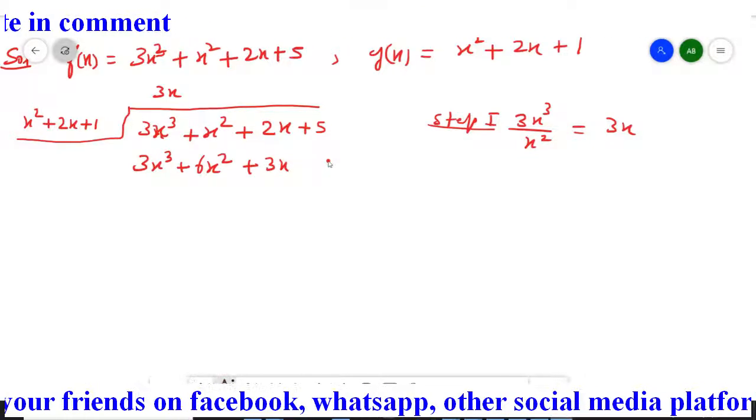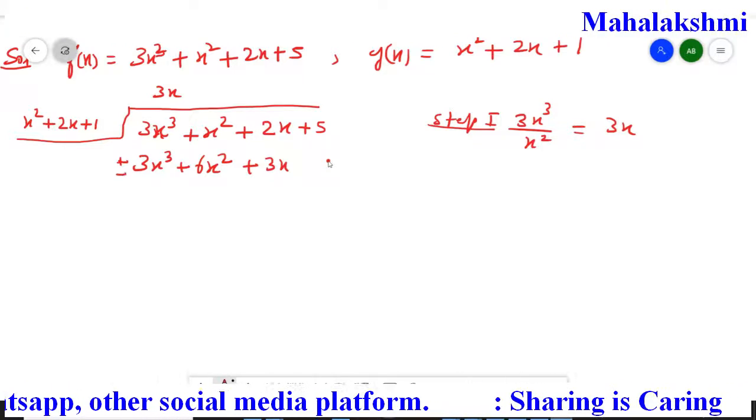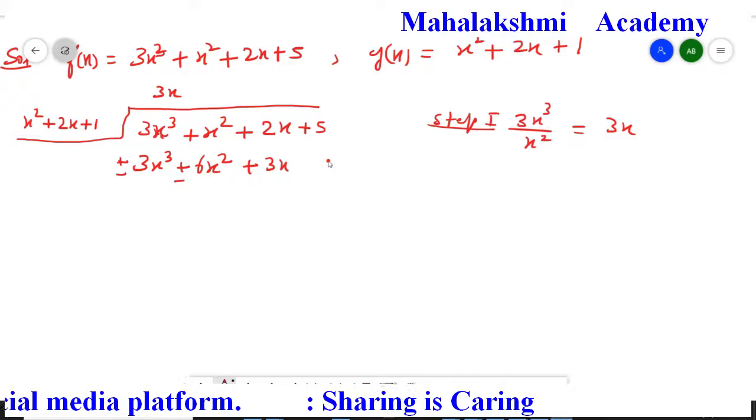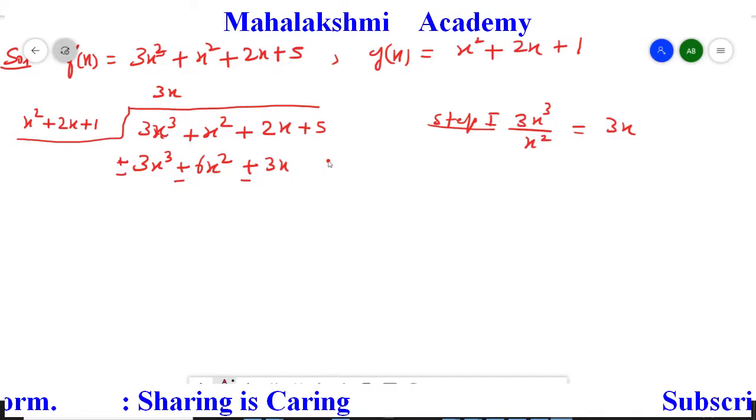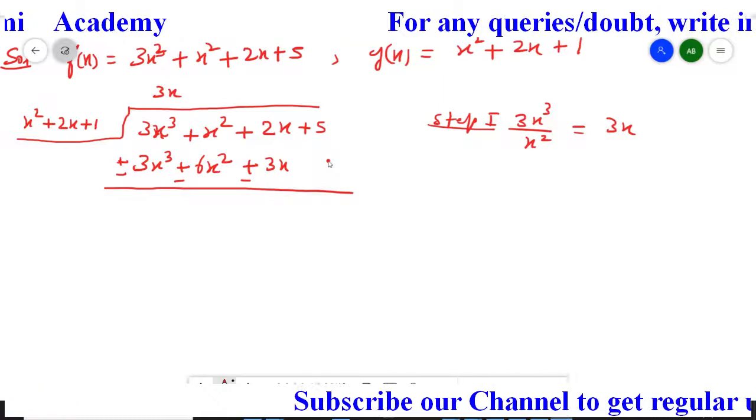Then we have to do the sign change. Whatever sign this polynomial has, change it to the opposite: plus changes to minus, this plus changes to minus, and this plus also changes to minus. So, students, this is the process of division of a polynomial.